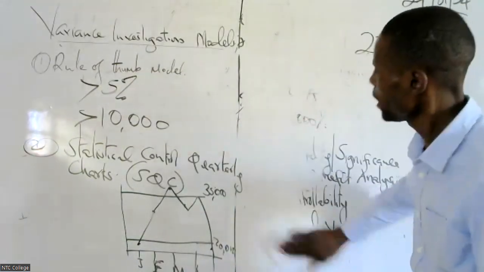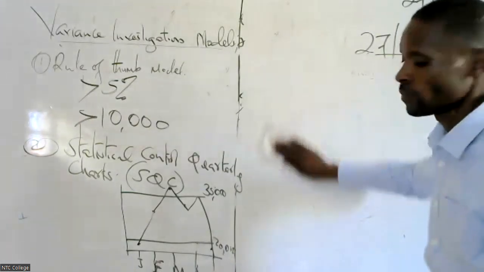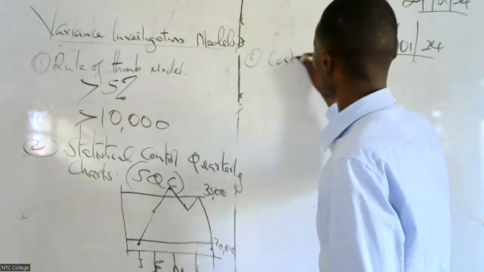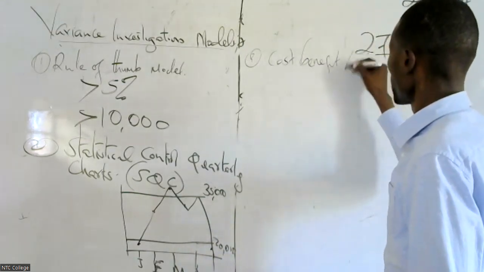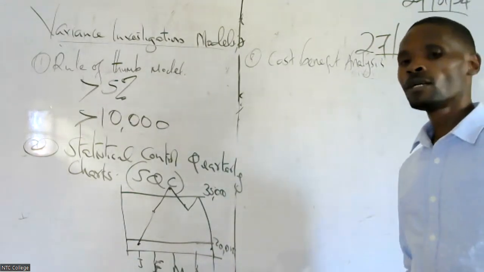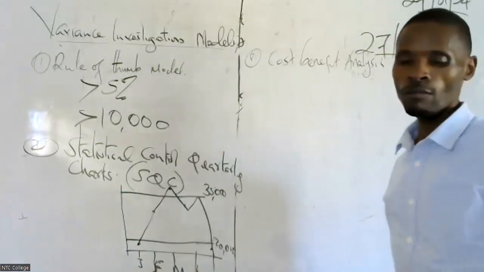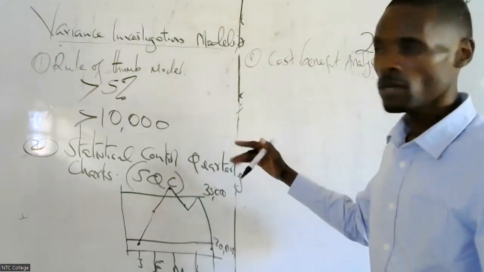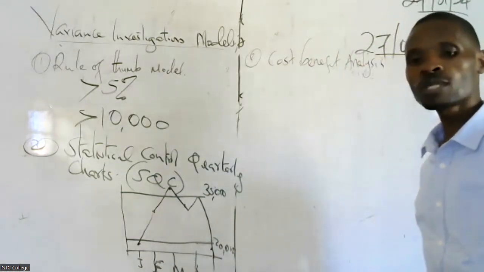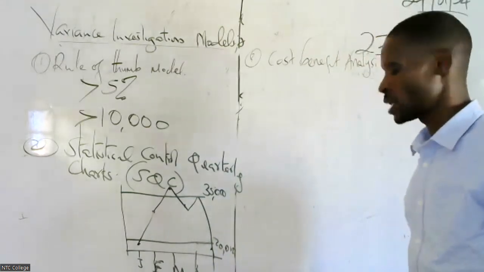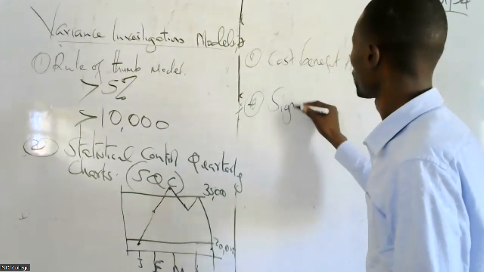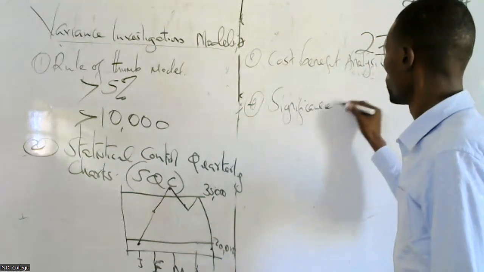Number 3, another model that we normally use is cost-benefit analysis again. Again, you are going to consider the benefit from the variance investigation versus the cost. If the cost is lower than the benefit, you investigate. Then the last one, number 4, is the significance model.